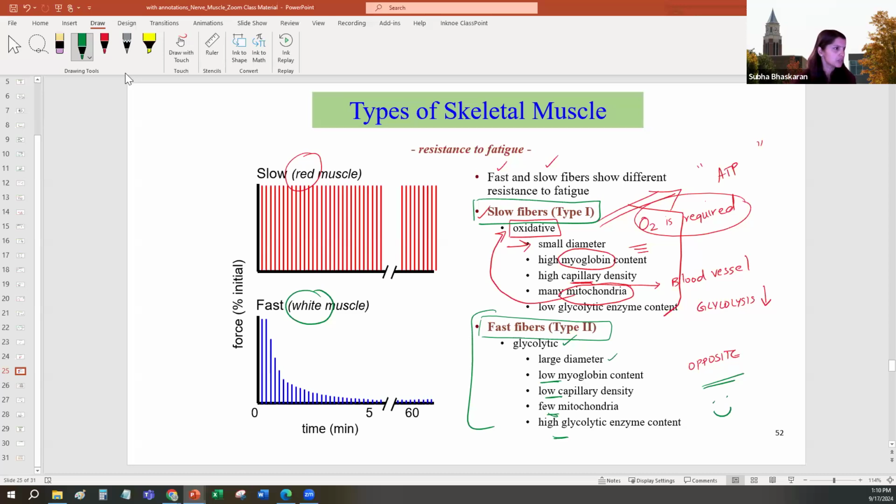Sometimes some individuals can have a mix of both, yes or no? Somebody like me, I want to do exercise one day. I don't want to do exercise another day. So I might harbor both glycolytic and oxidative energy, right? But that's something that's dependent on the individuals. Any questions? Are we good?